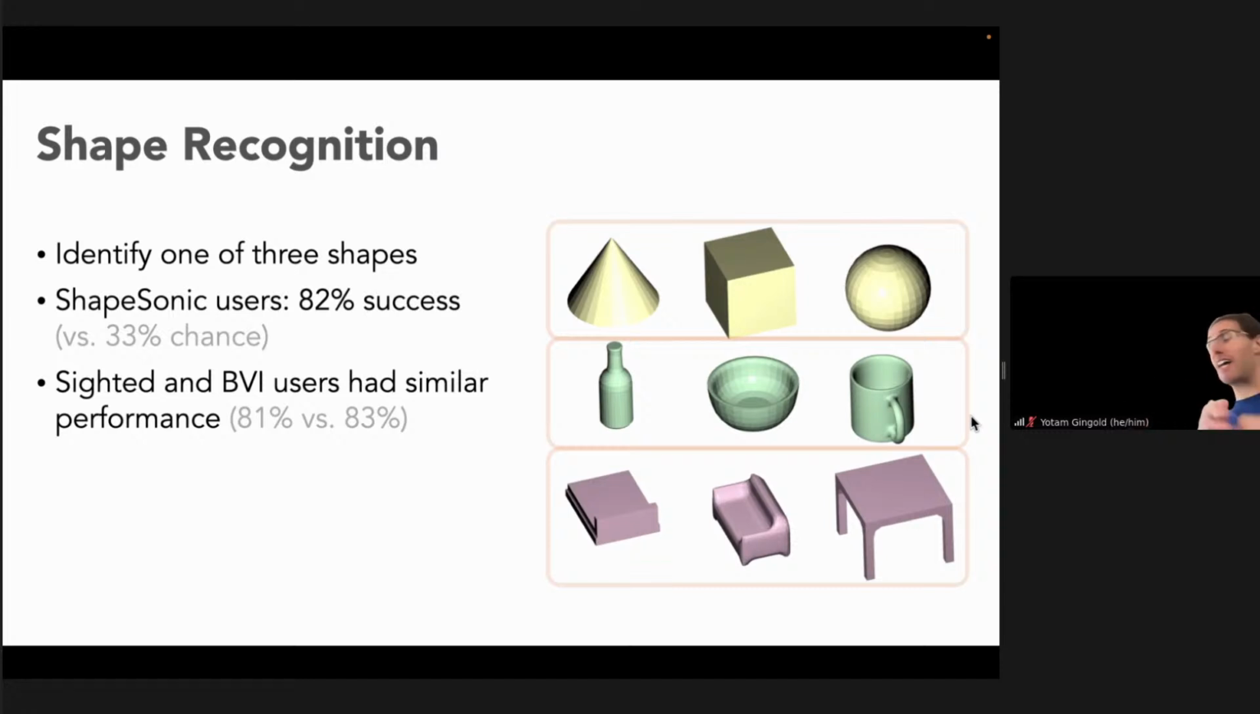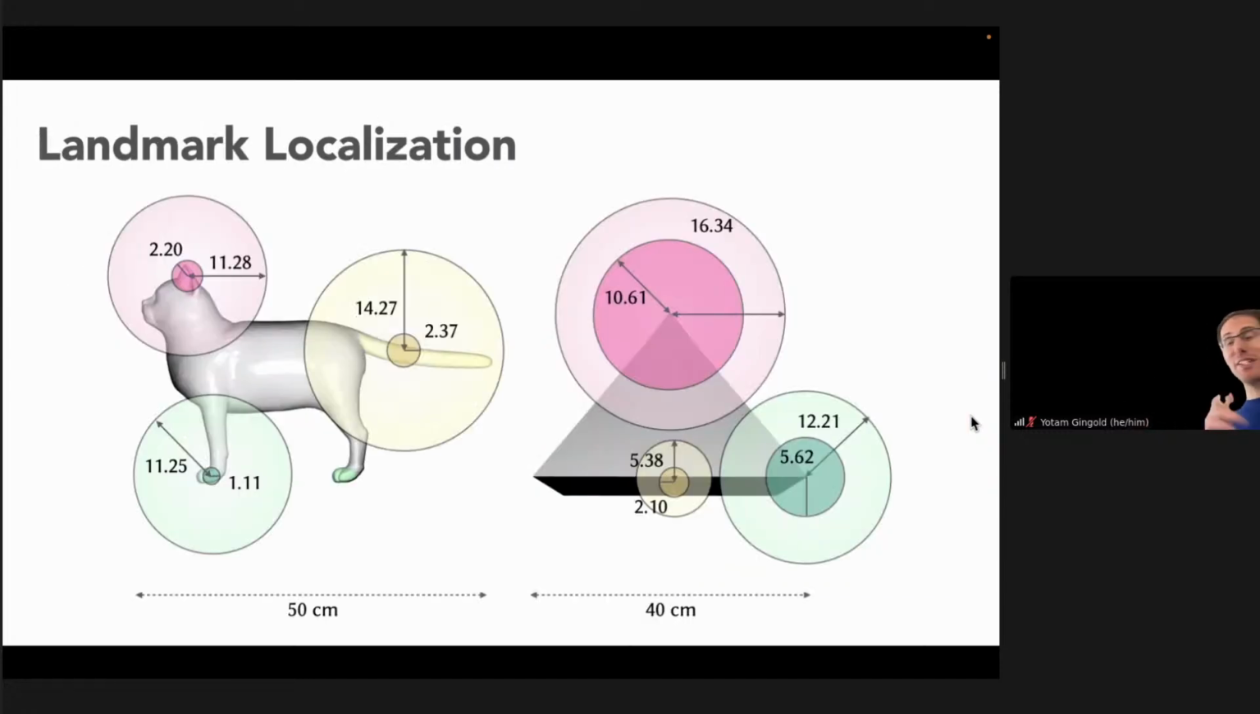So onto the harder task, landmark localization. In this task, there's a shape, a pyramid, a simple shape, or a cat, which is pretty complicated. The way this task worked was we first described the shape. We said, okay, there's a pyramid in front of you. Go ahead and touch where you think the top point is. And you don't really know where the top point could be. This is without Shape Sonic, right? So first we're doing it without Shape Sonic, given only a verbal description, how well do you do?